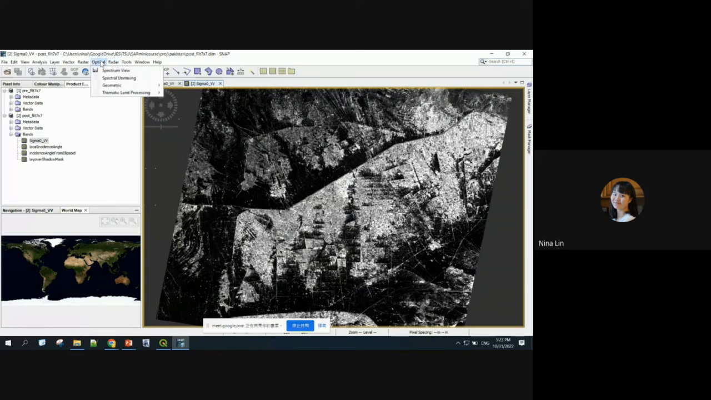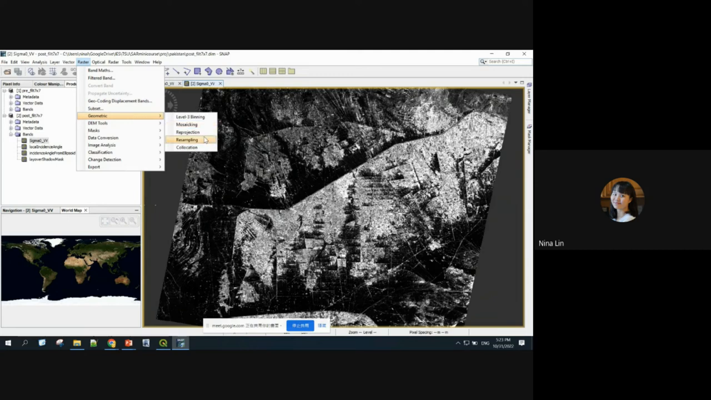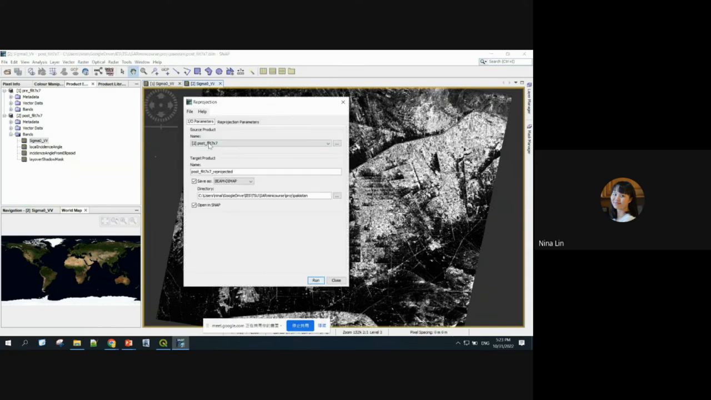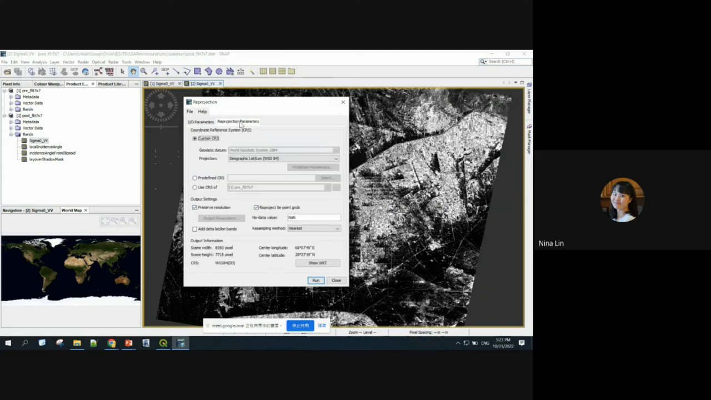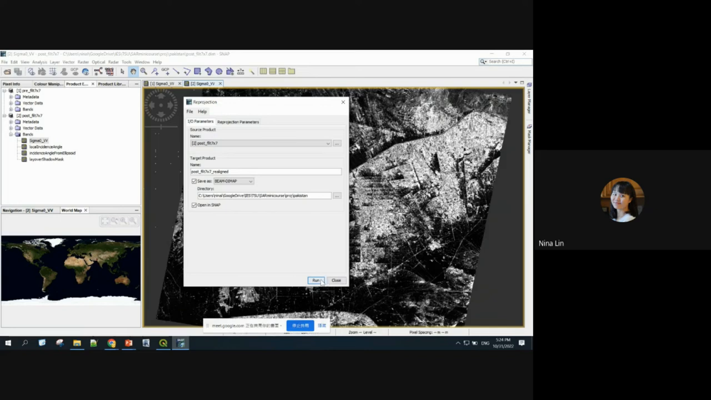So here it is, slide 2.1, go to raster, geometric, and reprojection. Okay, so let's project the pre to the post. Well, I see I do post to the pre, it doesn't really matter. So the post 7.7 reprojected, I do realigned, the same project location. Then in the next tab, we need to use the CRS from the pre. This is the trick. Run.